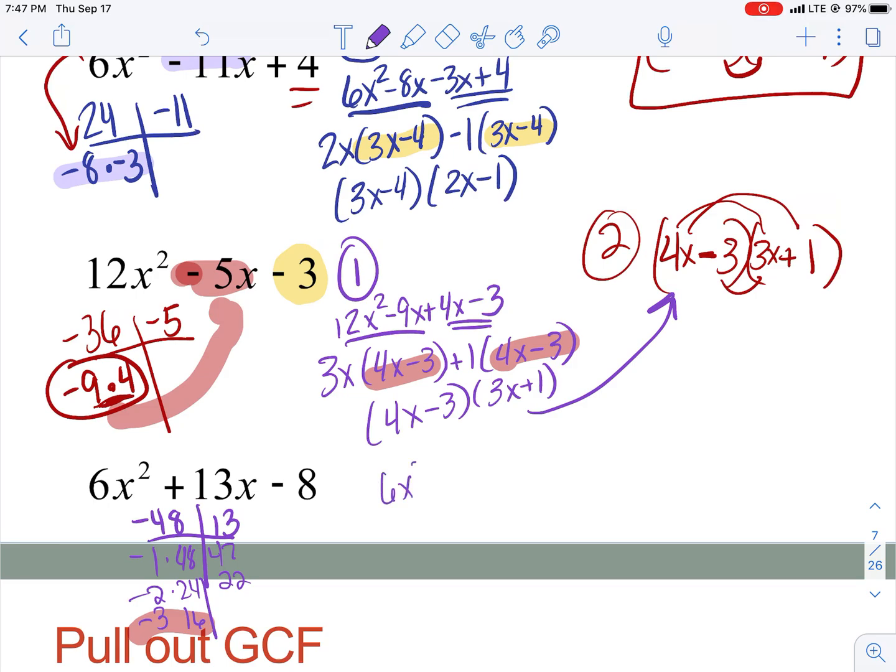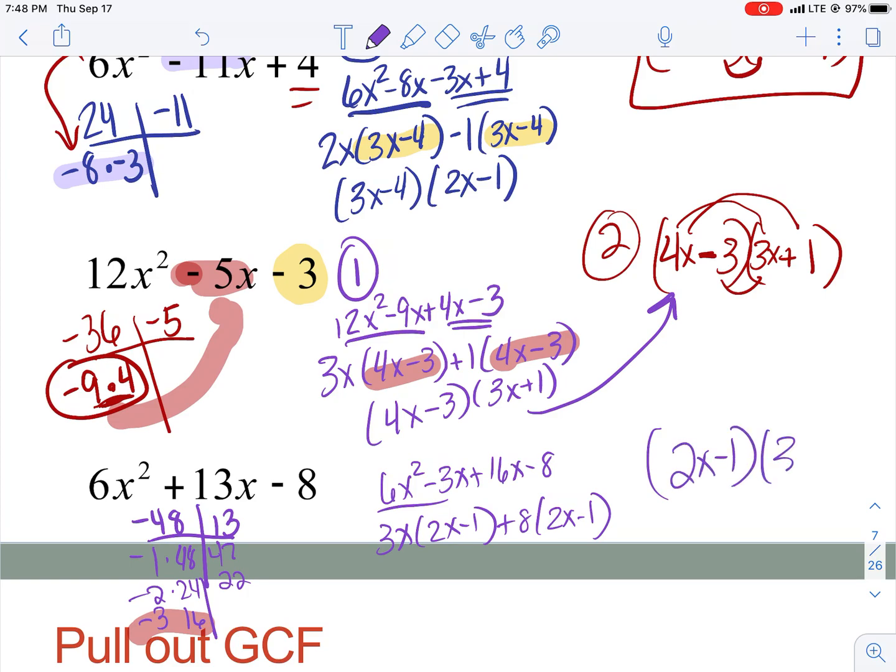So I'd have 6x squared minus 3x plus 16x minus 8. What can I take out of here? A 3x. That leaves me with a 2x minus 1. What can I take out of here? An 8. That leaves me with a 2x minus 1. So my answer is 2x minus 1 and 3x plus 8. Okay, so that would be the more difficult ones.